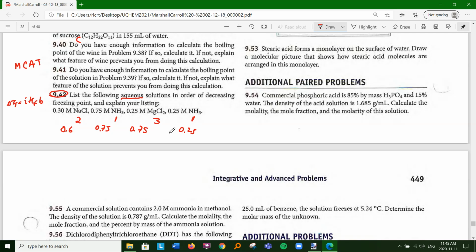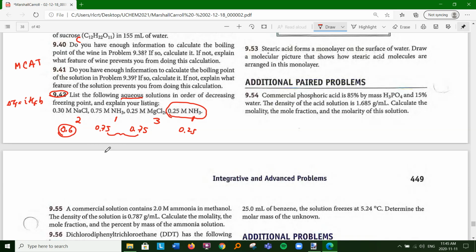So, decreasing the freezing point, the one that will decrease it the least will be this guy, right? Because you only have 0.25 moles of NH3 thrown into the aqueous solution. Then would come the NaCl, because there'd be 0.6 moles in total of cation and anion added together. And then it would be a tie between these two, right? The NH3 and the MgCl2.